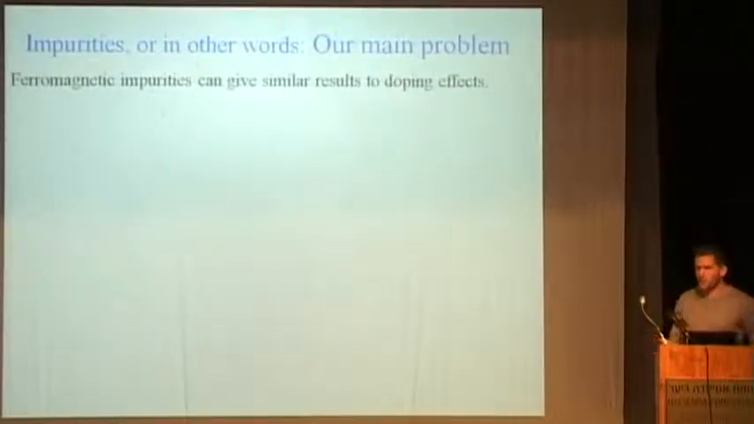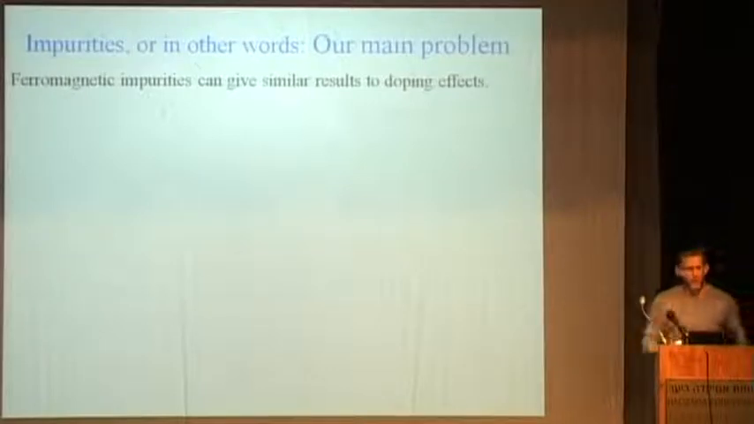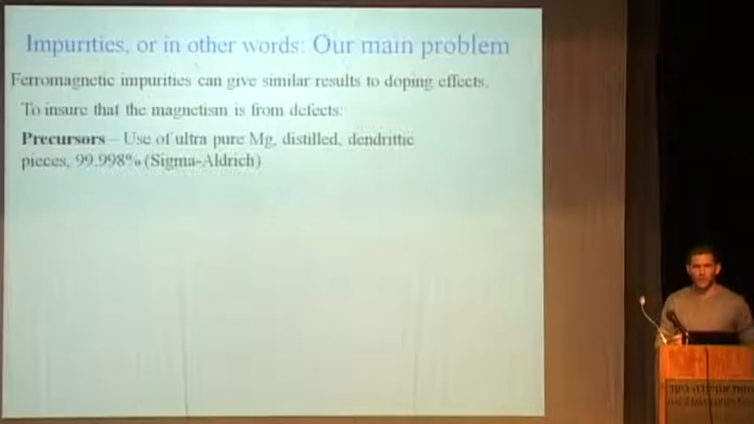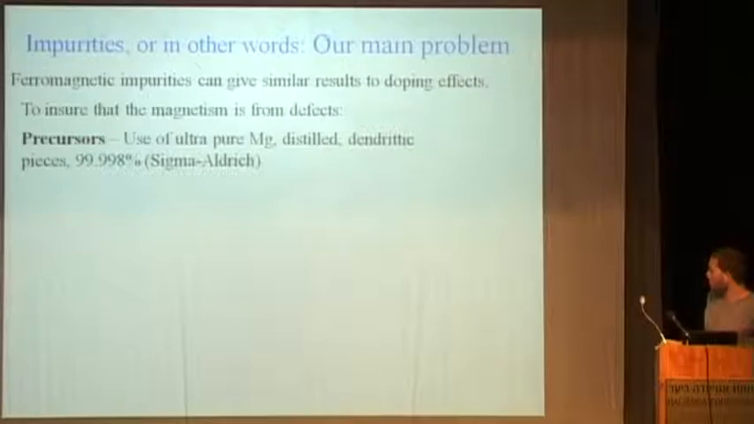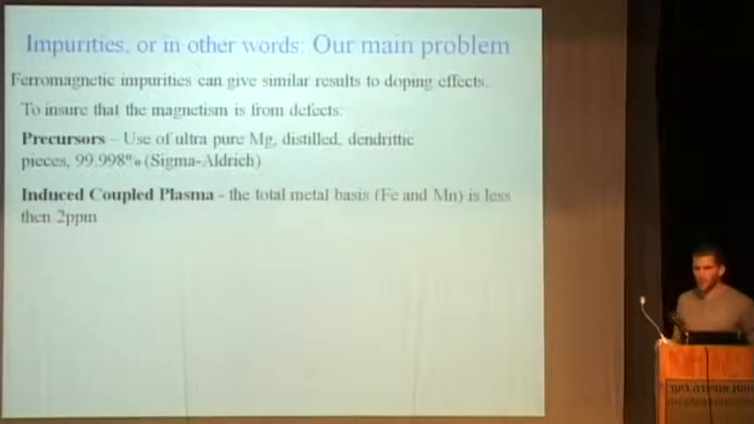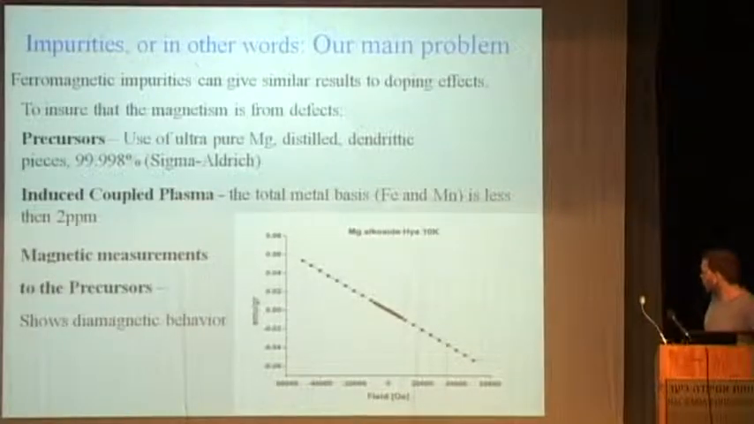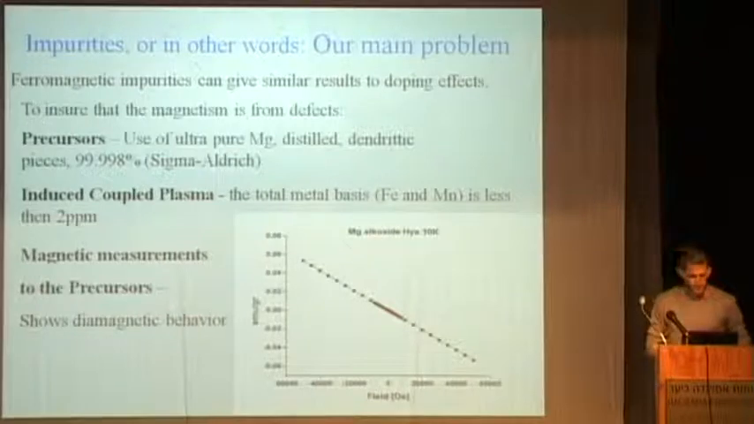Now I will show you the ferromagnetic behavior. But before that, I need to note that I know that impurities can give you ferromagnetic results. This is why we did some countermeasures to be sure that the ferromagnetic signal is not due to impurities. First, we used ultra-pure magnesium. We did analytic measurements, ICP, in order to see that there is less than 2 ppm of iron and manganese. And of course, we did magnetic measurements on the precursor, and we saw that it's diamagnetic.